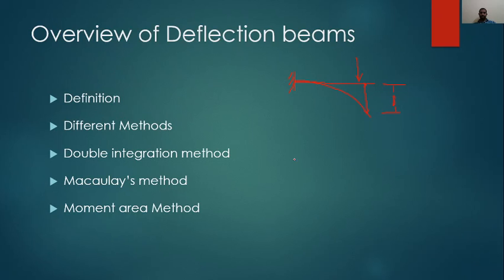Right, in the first one, double integration method, we have a differential equation of bending, EI d square y by dx square is equal to minus M, and this is the differential equation of bending. Here we are going to substitute the value of M, the bending moment at any section x, and we are going to integrate this equation once.